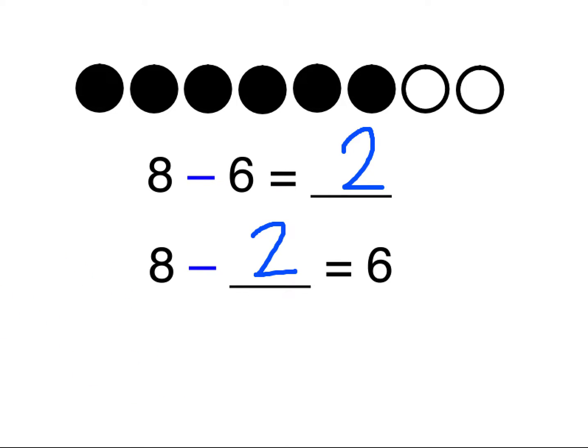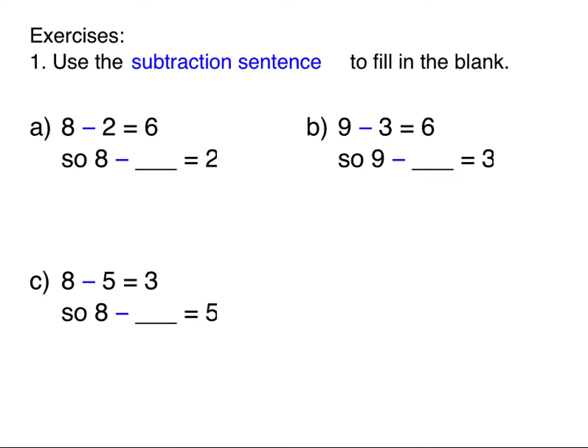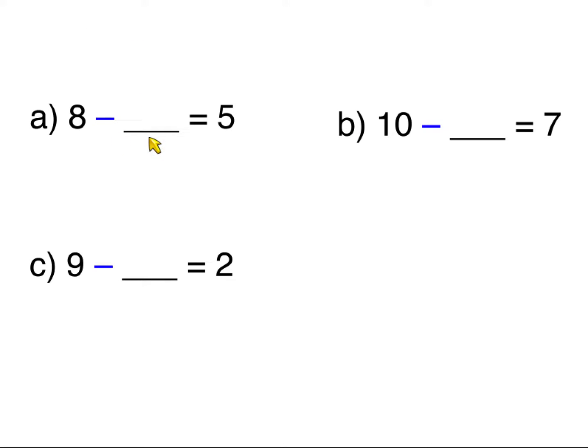If you know number families, adding and subtracting will be much easier. See? 8 take away 2 equals 6. If you know 9 take away 3 equals 6, you will know 9 take away 6 equals 3. 8 take away 5 equals 3. We just did this one. If you don't remember 8 take away 5 equals 3 after I just said it, then you're not listening to me.